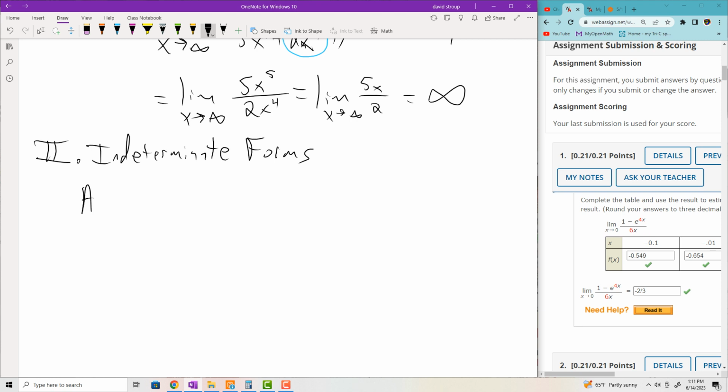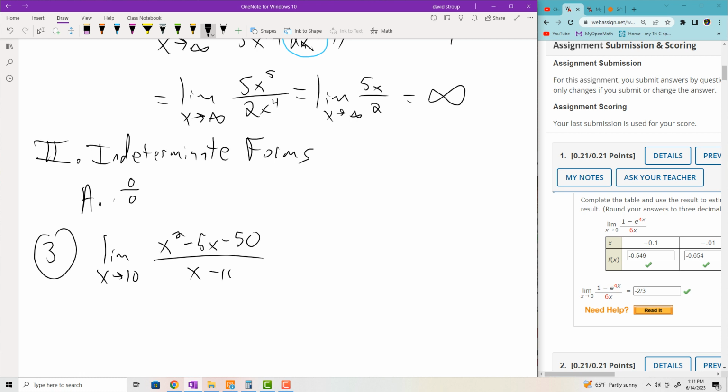So the first indeterminate form that you probably saw would have been the 0 over 0 forms. In those cases, like problem 3 in our homework, you have the limit as x goes to some number, and then I have x squared minus 5x minus 50 all over x minus 10. Okay, so what I'm going to do here is factor the numerator.